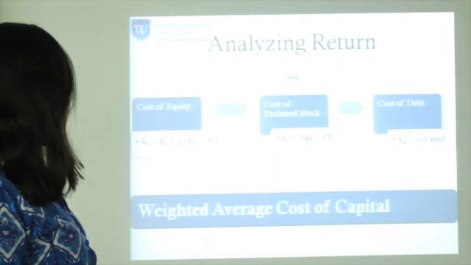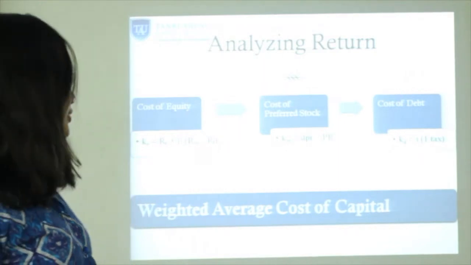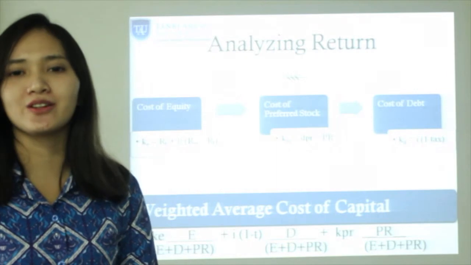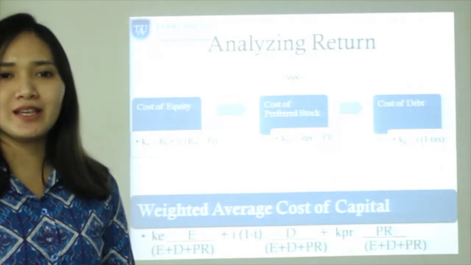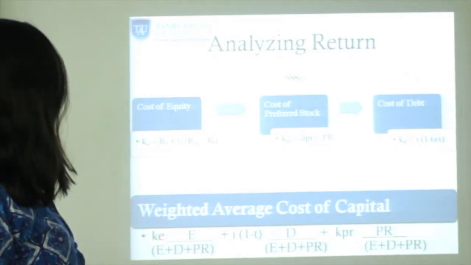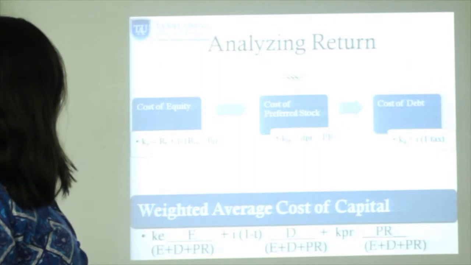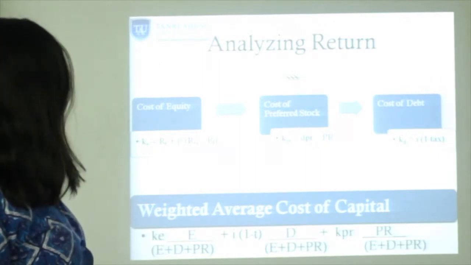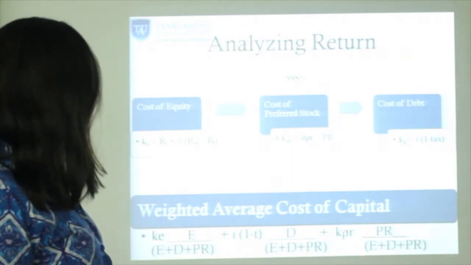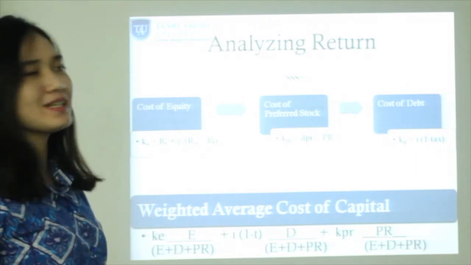And then with these calculations, we can get the weighted average cost of capital. To calculate the weighted average cost of capital, or WACC, we can use this formula. It's the cost of equity times equity per total capital, plus the cost of debt times debt per total capital, plus the cost of preferred stocks times preferred stocks divided by total capital.